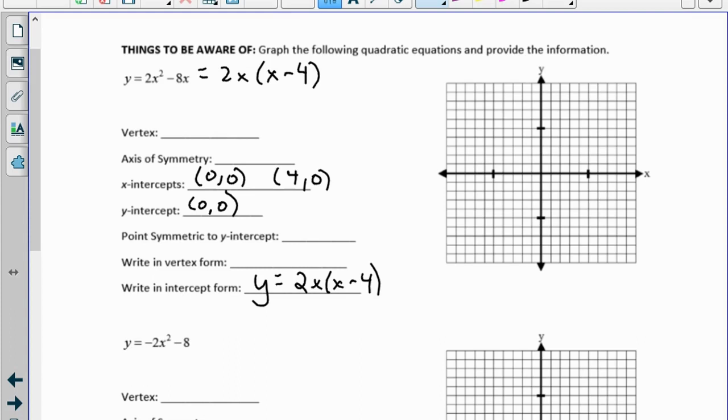So for example, the vertex is going to be directly in the middle of my two x-intercepts. Since I'm in intercept form, I can tell that's going to be the case. X will equal 2 in the vertex, and then the y value is what happens when we substitute 2 in, so we get negative 8 if we substitute it into the equation, either the standard form or the vertex form. So my axis of symmetry will be at x equals 2. The point symmetric to the y-intercept will be at 4, 0.